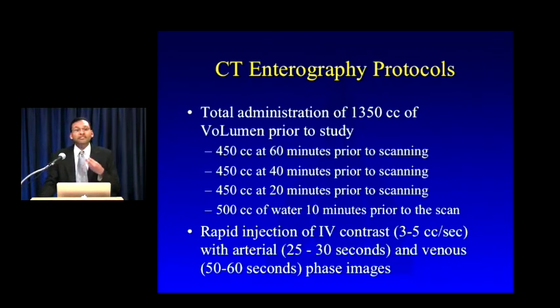And then you give the patient 500 cc's of water immediately prior to the scan to distend the stomach and the proximal duodenum. Now, these studies should be done dual phase. So, of course, you have to give IV contrast, and you're optimally going to acquire both arterial and venous phase images, typically at about 30 to 35 seconds and 50 to 60 seconds, respectively.